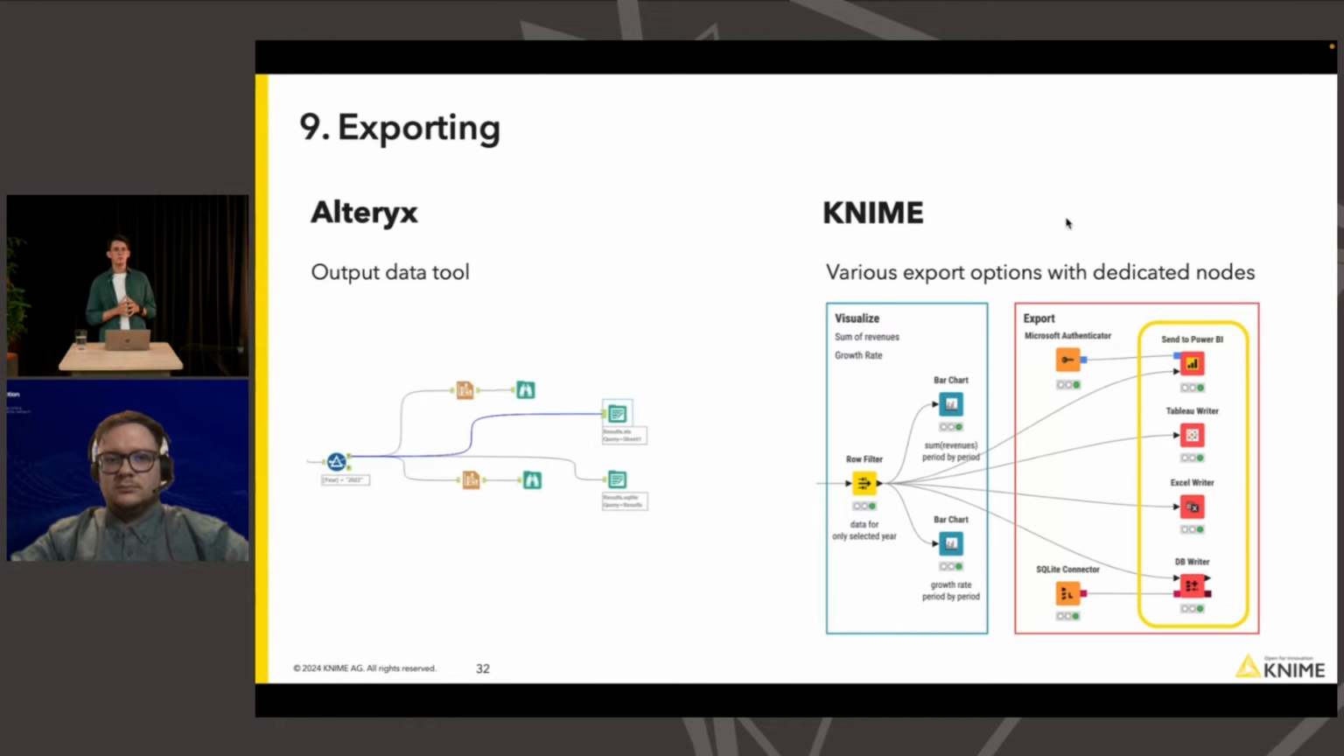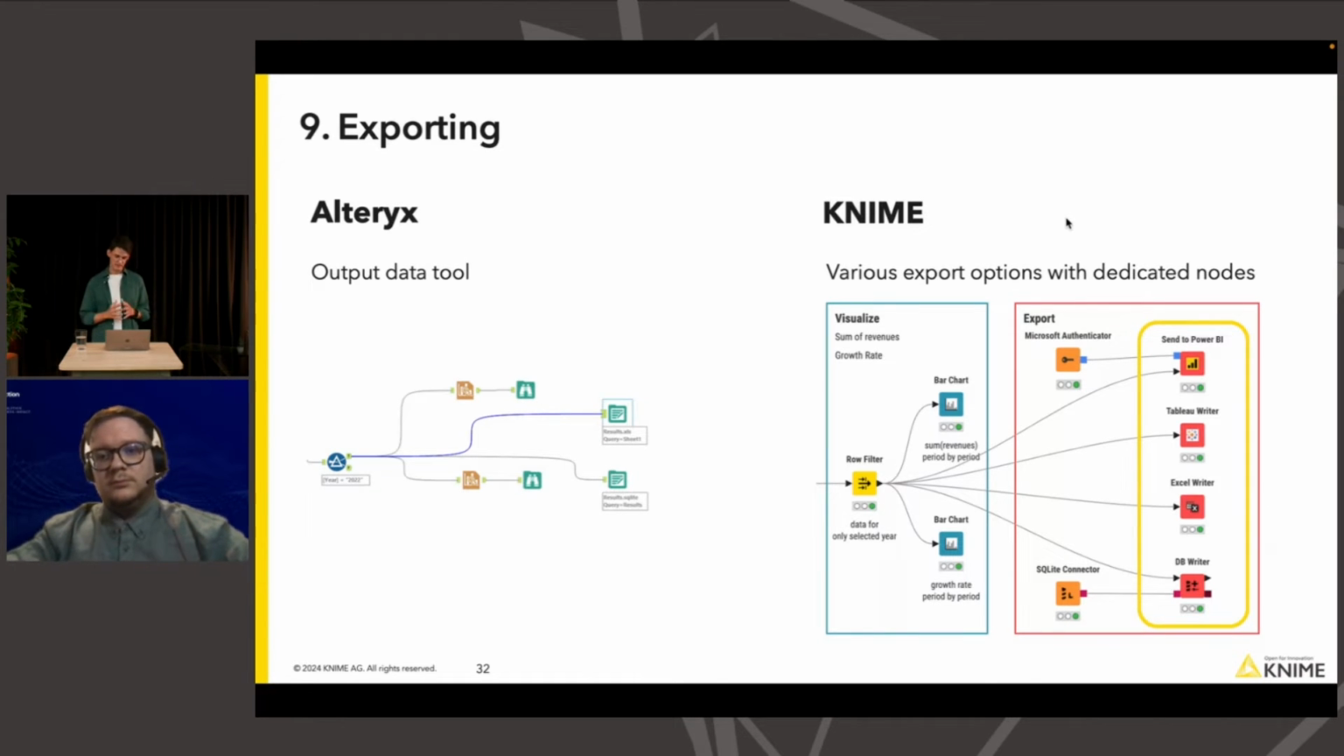But speaking of exporting, from your experience, Marcel, what are the key differences and similarities here? I would say the situation is pretty much the same as with the inputs. You mainly have one output tool in Alteryx, and you have dedicated nodes for different outputs in KNIME. And you can send your results to whatever tool your organization is using. Also, you can use Power BI in Alteryx, but KNIME has Tableau as well.